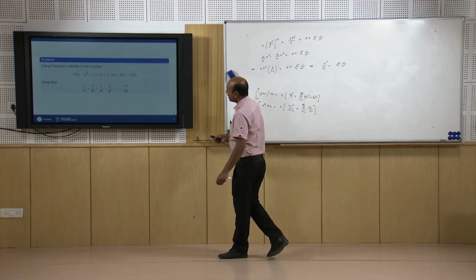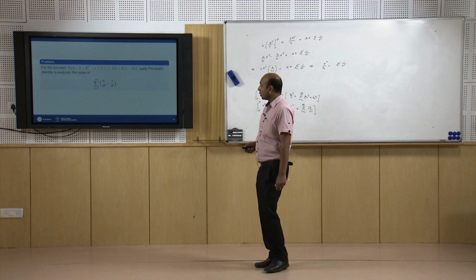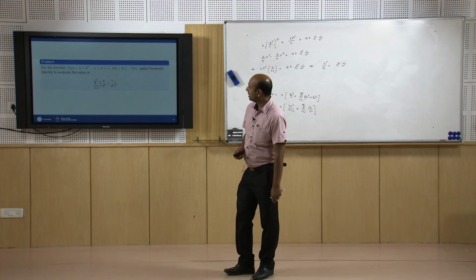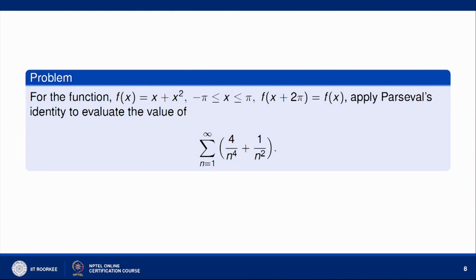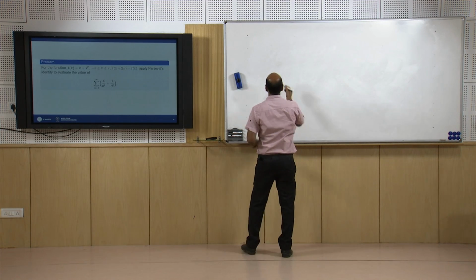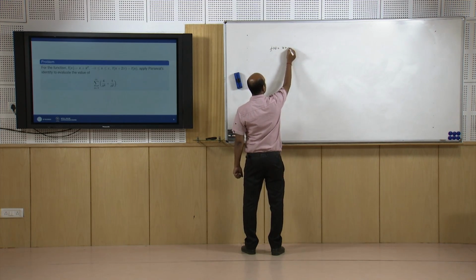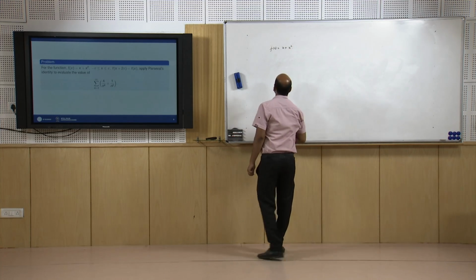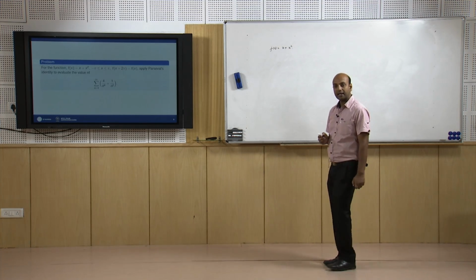Now, let us try one more problem which is neither even nor odd. It is x plus x square, and we have to apply the Parseval identity to find the value of this expression. So, again we can apply the Parseval identity in this problem, let us see. What is f(x)? f(x) is x plus x square. So, it will contain all terms, sine terms and cosine terms. So, we have to find a naught, a_n and b_n.